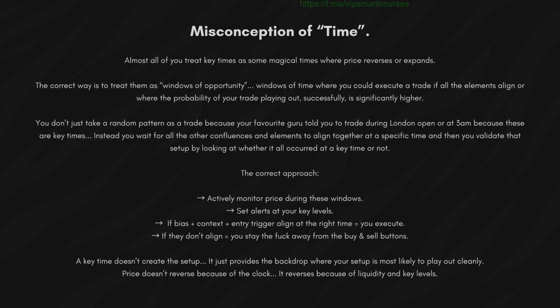And what essentially I'm trying to say here is that when a setup plays out, it's not because it formed at a key time. That setup played out and was a high probability setup because of the other factors: because it was aligned with the high time frame directional bias, because it had a proper market context on the intermediate time frame, and because we had a mechanical entry model on the lower time frame. And time was only a validating factor there, and it validated the setup because it formed at the right time. Time wasn't the only reason that trade played out.